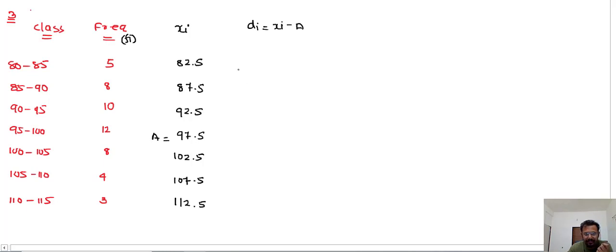Now you have to go with Ui. Ui is Di by h, the class interval. So your class interval is 5, so Di by 5. So you have to divide each Di by 5. So it is minus 3, minus 2, minus 1, 0, 1, 2 and 3. Now the next step is FiUi.